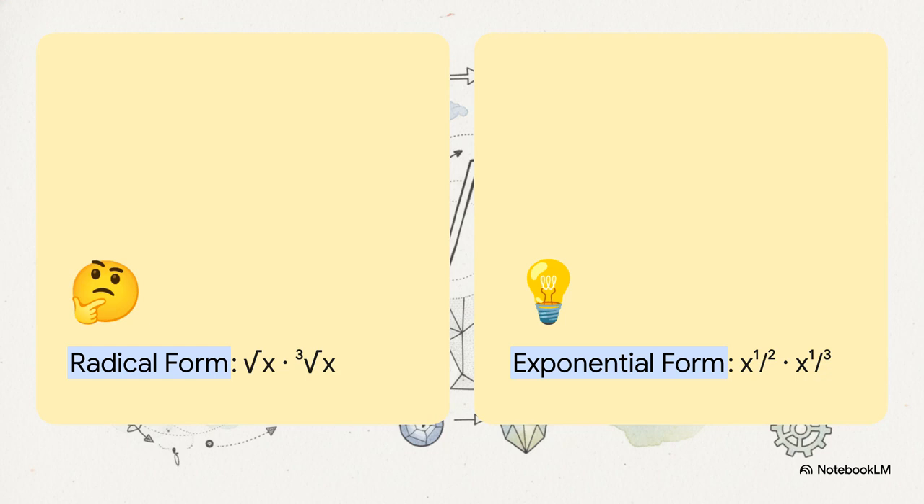Okay, just take a look at this. On the left, you've got radicals. On the right, you've got fractional exponents. It's the exact same problem, but which one looks easier to deal with? Come on, be honest. For pretty much everyone, it's the one on the right. And that's the whole point we're making today. Sometimes, just how a problem is written makes all the difference in the world.